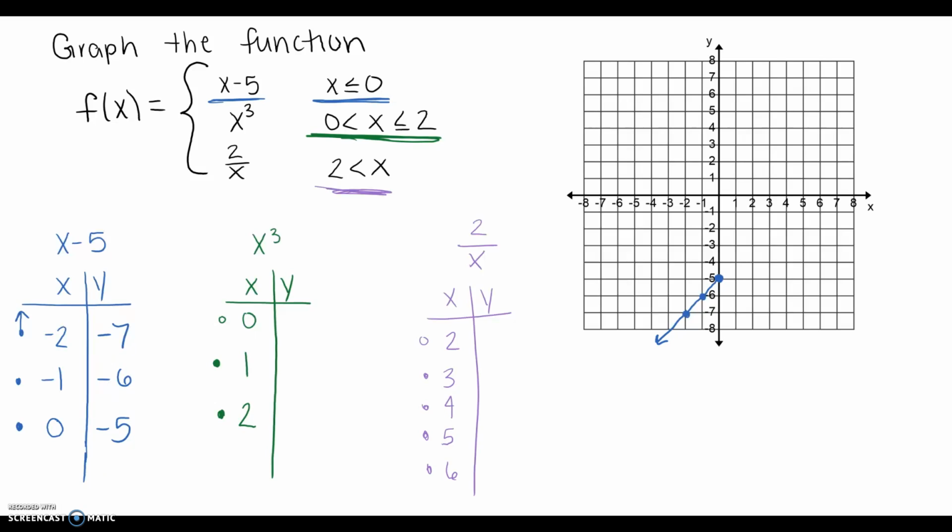Now if we look at our next function to fill in the rest of our table, x cubed, 0 cubed is 0, 1 cubed is 1, and 2 cubed is 8. So I'm going to plot those points 0, 0, and this is where making that open circle right here can be helpful. Just a reminder that it is open at the origin 0, 0. And then we have the point 1, 1, and 2, 8.